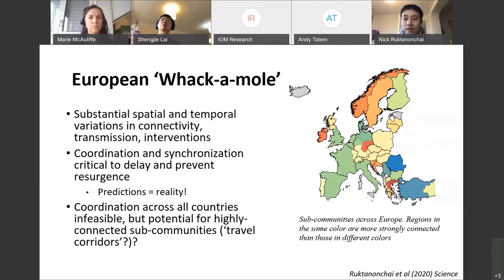In reality, we might find that coordination across the entirety of Europe is infeasible, but we can also look at this connectivity network to see if there are especially highly connected sub-communities that form travel corridors, where maybe certain countries could coordinate, and you don't actually need every country in Europe to work together. So here on the right, you can see some of that community detection analysis from our Google data, and you can see countries in the same color are essentially more strongly connected than others. So it's more important that they coordinate rather than countries in different colors.